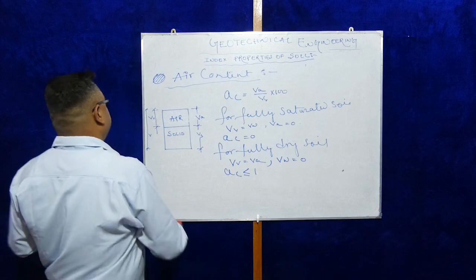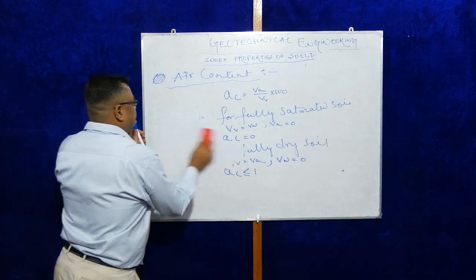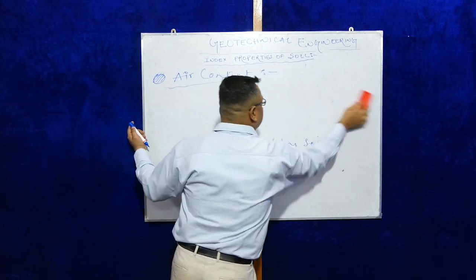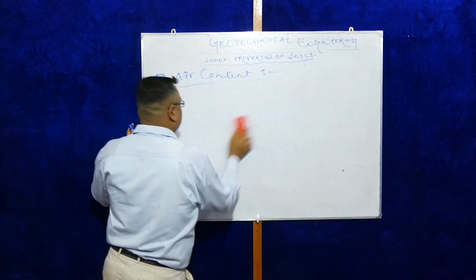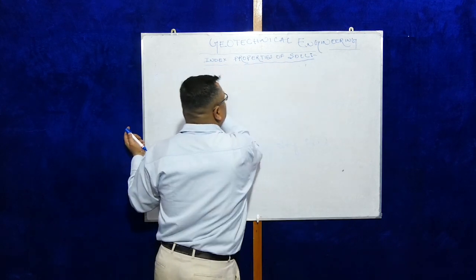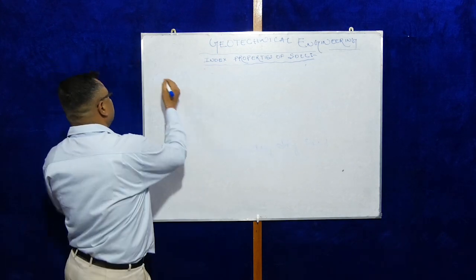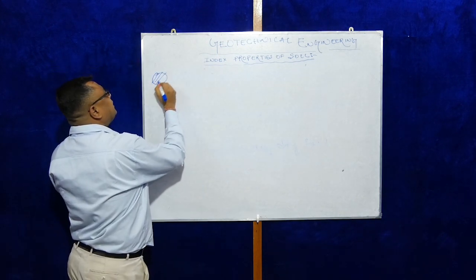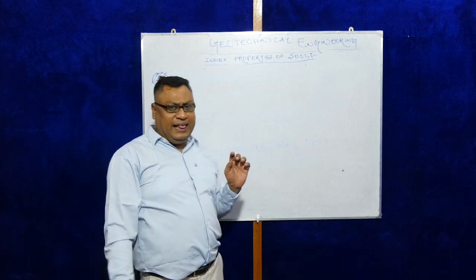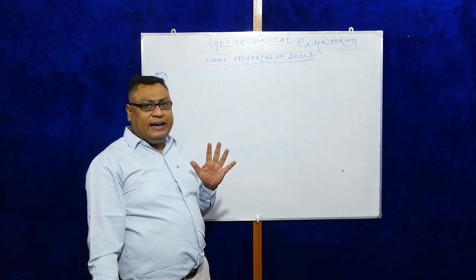Now, the next property of soil is density index, relative density.